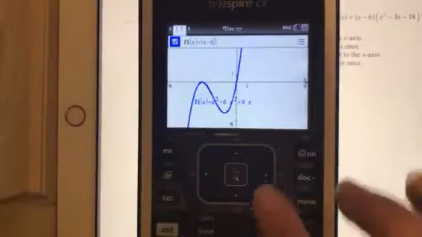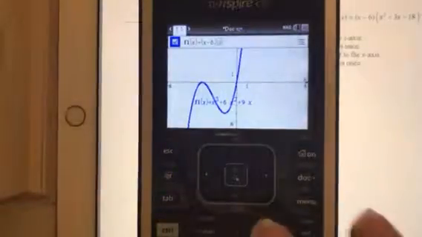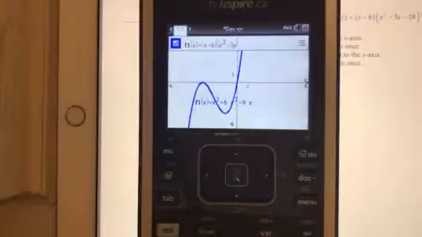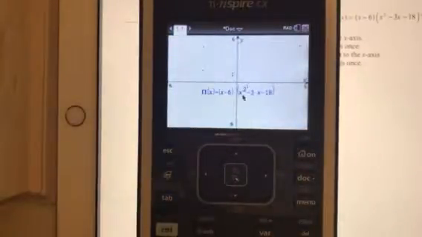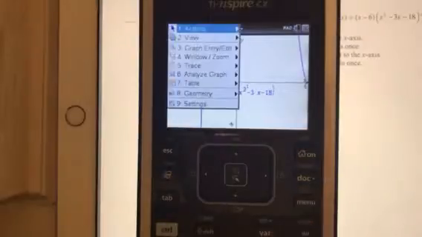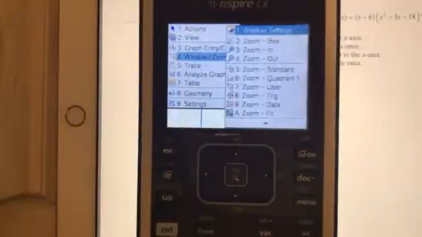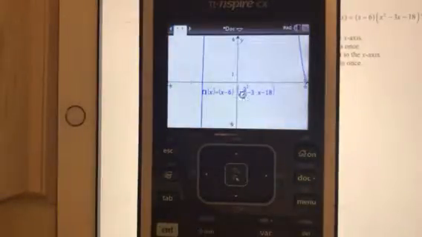Minus 6 parenthesis x squared minus 3x minus 18. Enter. Menu, window. I'm going to make it fit the data, so I'm going with A.